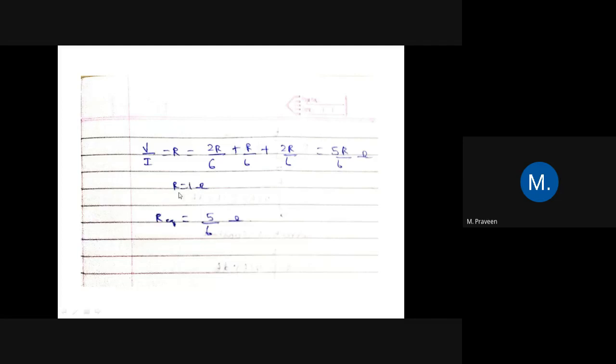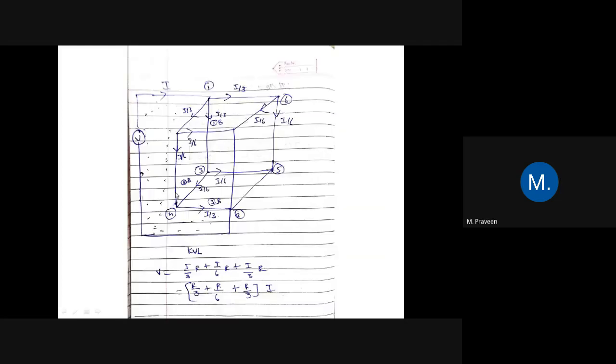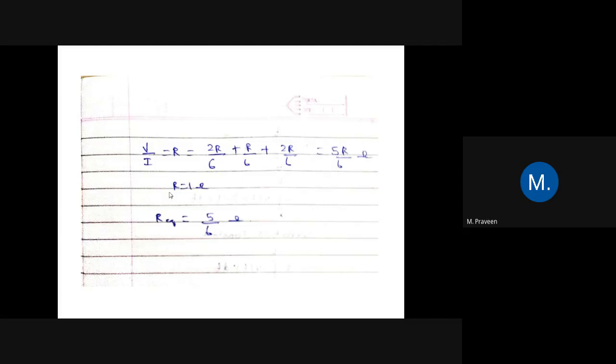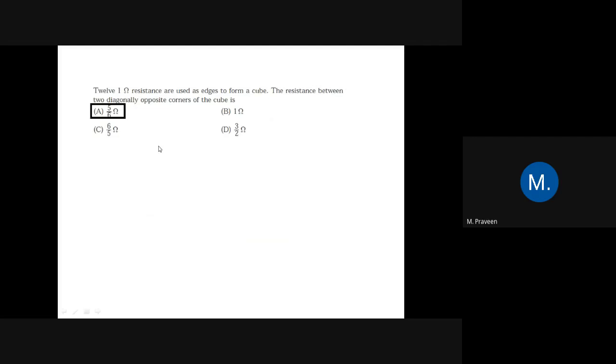Okay, so now R value is already given in the question itself. It is 1 ohm. So if R is equal to 1 means, therefore the overall resistance R is equal to 5 by 6. So the answer for the question is option A. Okay, 5 by 6 ohm. Let's move on to the next question.